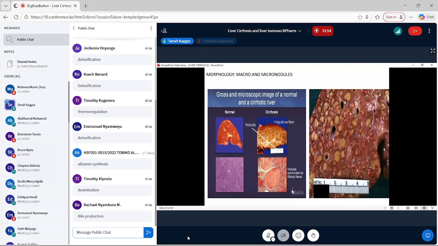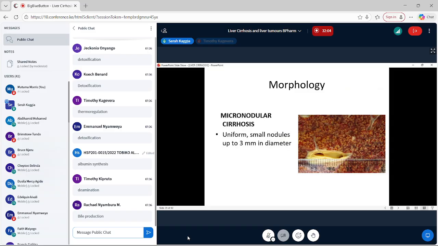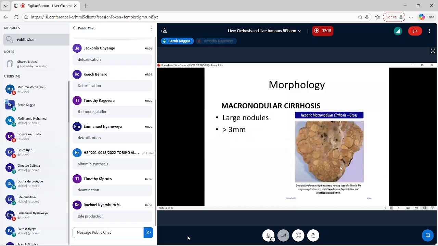Close up, look. You can see the nodules here. There's a nodule, there's another nodule, another one. This is how the liver will look like with cirrhosis. Here I show you small nodules. As you can see them, the small things like that, for the micronodule, like in alcoholic liver.